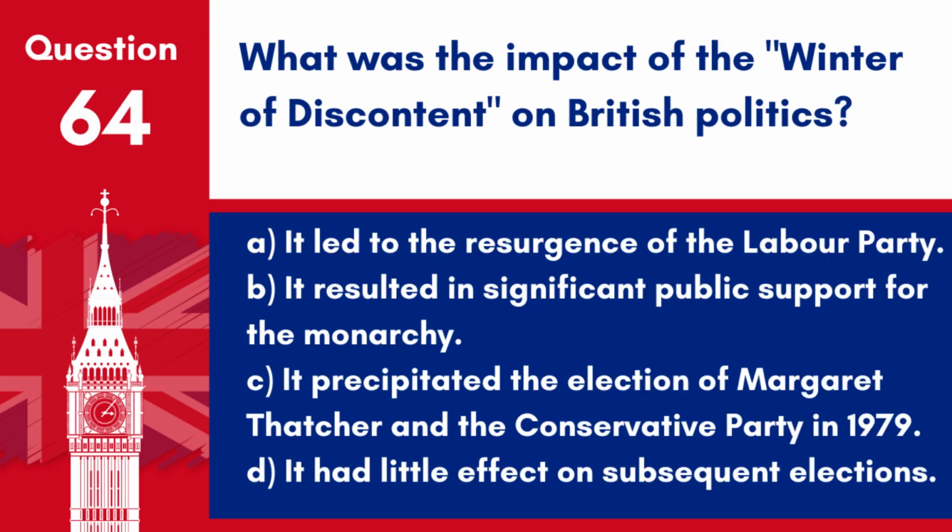Question 64. What was the impact of the Winter of Discontent on British politics? A. It led to the resurgence of the Labour Party. B. It resulted in significant public support for the monarchy. C. It precipitated the election of Margaret Thatcher and the Conservative Party in 1979. D. It had little effect on subsequent elections.